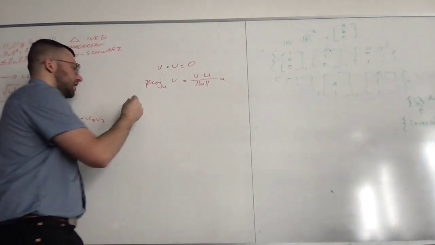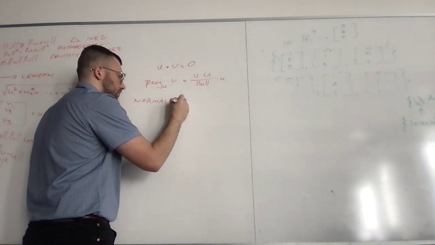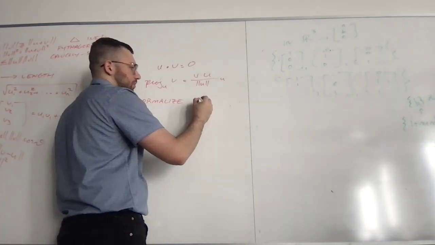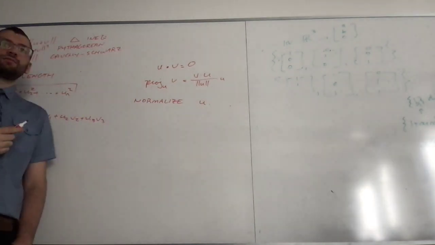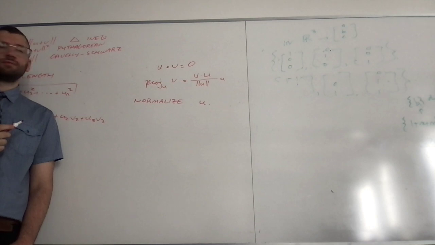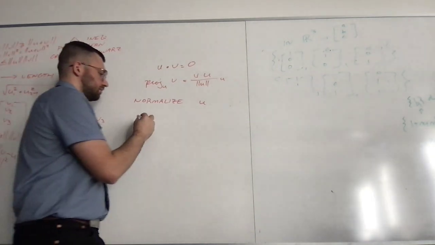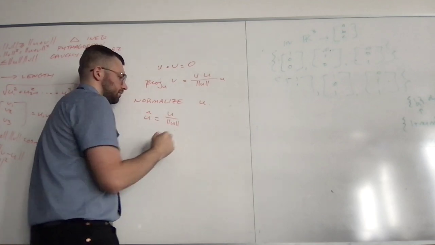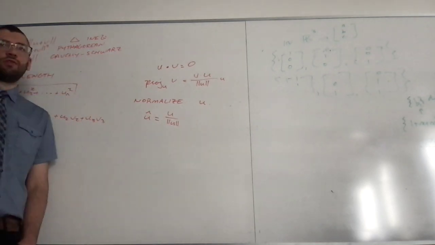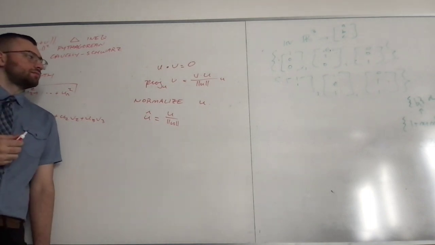What does it mean if I say to normalize a vector? Say I wanted to normalize u. It's u divided by the norm of u. Yep. So you're trying to make its length 1, right? When you say normalize, make the length 1.